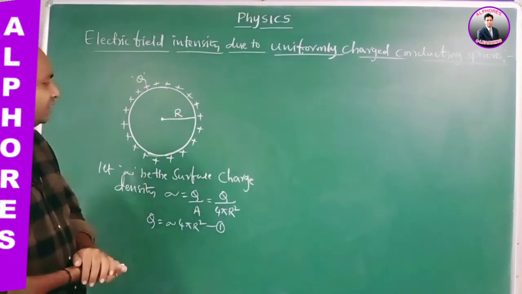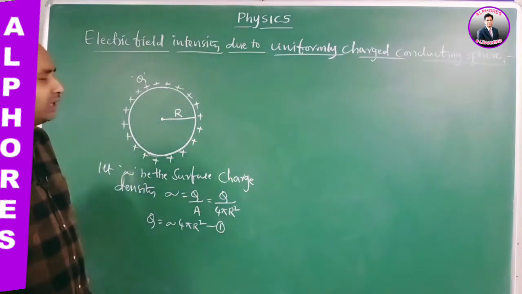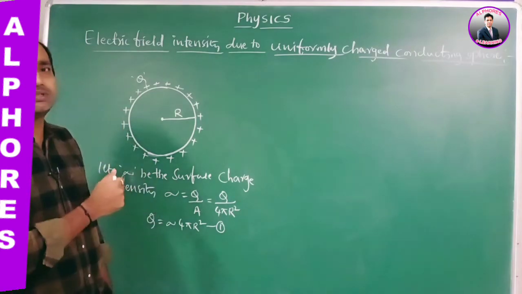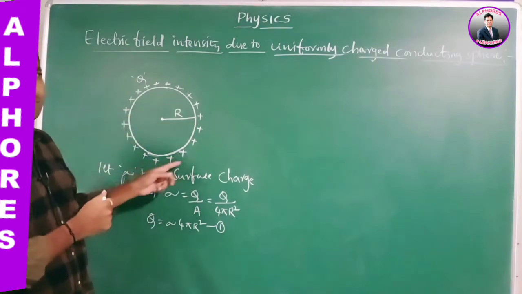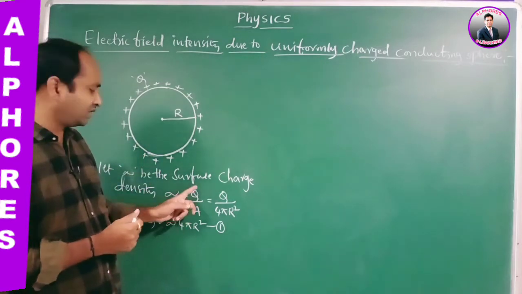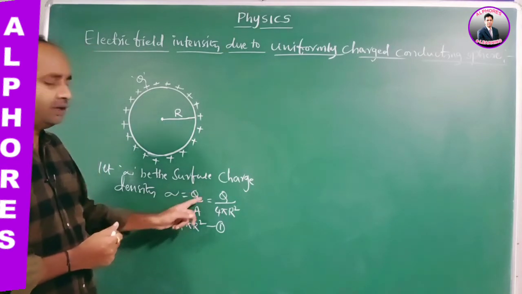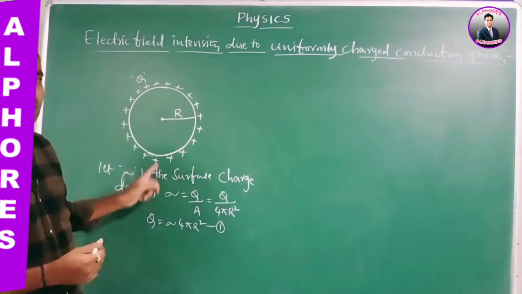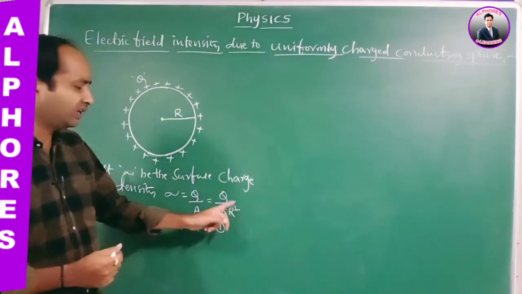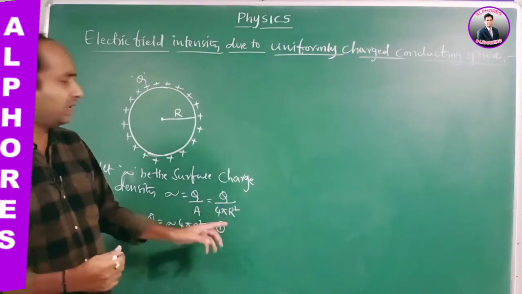Here we are considering a conducting spherical shell of radius capital R, and a positive charge plus Q is given to the sphere, which is uniformly distributed over the surface. If sigma is the surface charge density, it can be written as sigma equals charge per unit area, Q by A. But what is the area here? The surface area of a sphere of radius capital R is 4 pi R square, so sigma is Q by 4 pi R square. From this equation we may write Q is equal to sigma 4 pi R square.